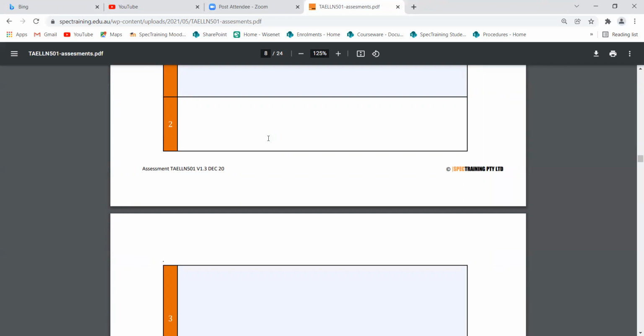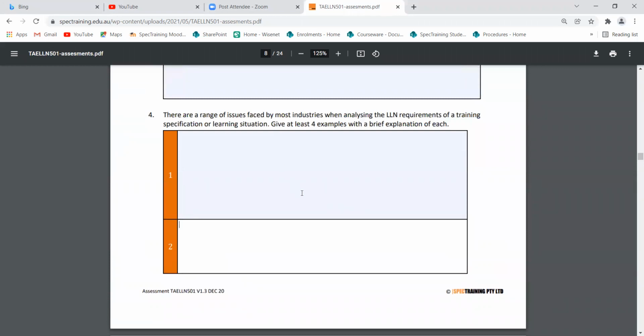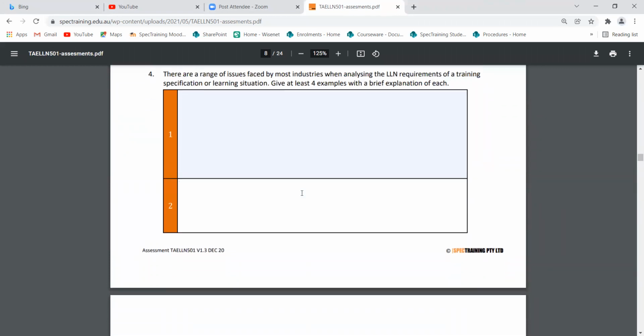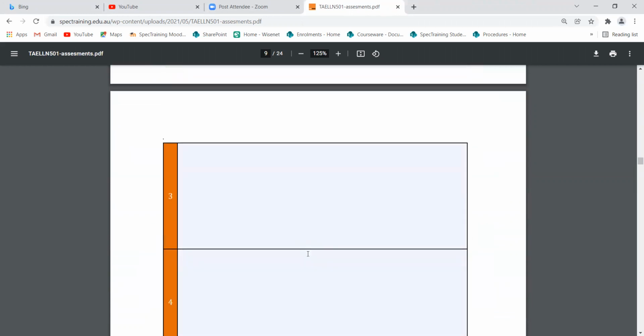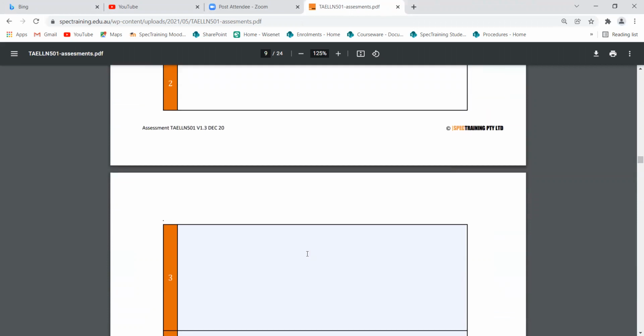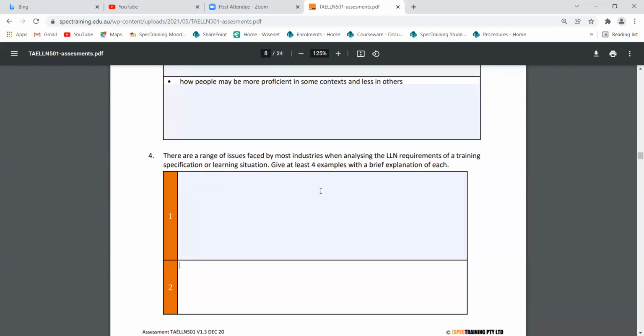Okay, and then another one could be that maybe at different companies you've got different expectations, and maybe another one is that in training you may provide reasonable adjustment, but on the work site maybe reasonable adjustment can't be provided. Maybe technology and technology availability is an issue. Okay, so we're just looking for you to think broadly about the topic of language, literacy and numeracy at the industry level, and that kind of thing.